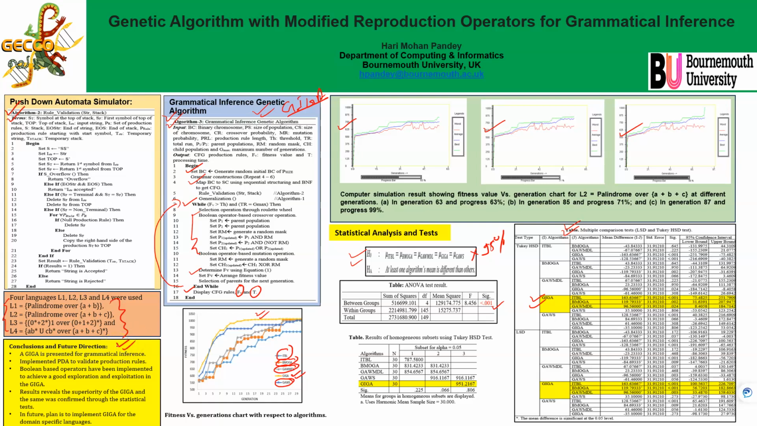The conclusion of our paper is presented here. So in this paper, we implemented GIGA for grammatical inference, that is this algorithm. We implemented a push-down automata simulator for production rule verification and validation. Boolean based reproduction operators were implemented for crossover and mutation operations. Results reveal that our algorithm GIGA, grammatical inference using genetic algorithm, showed outstanding performance. It outperformed other algorithms, or showed significantly better performance as compared to any other algorithms.